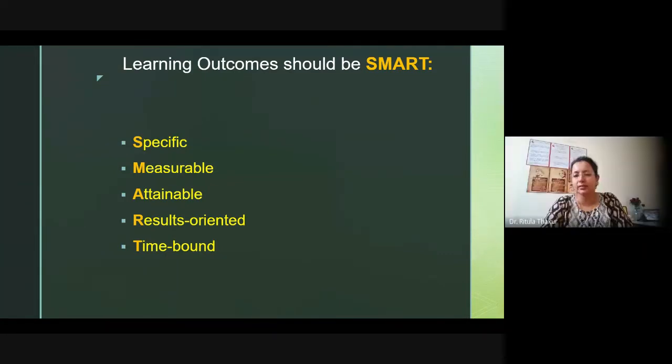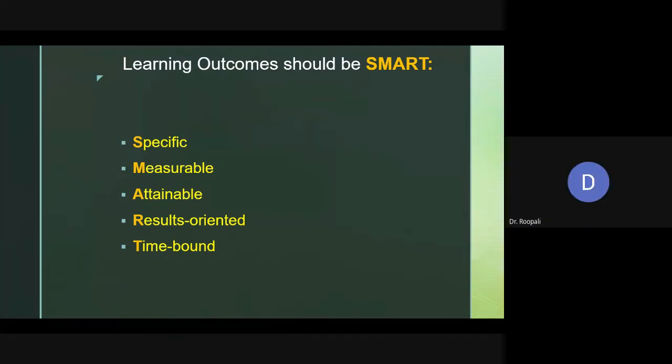Yes, Dr. Rupali. Yes, ma'am. I want to add to this: to achieve an aim, you need to fulfill certain objectives. Aim is, yes, broader, and objectives are the stepping stones towards your aim. Perfect. That's very right.